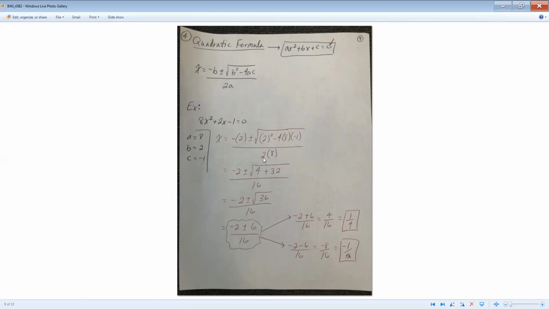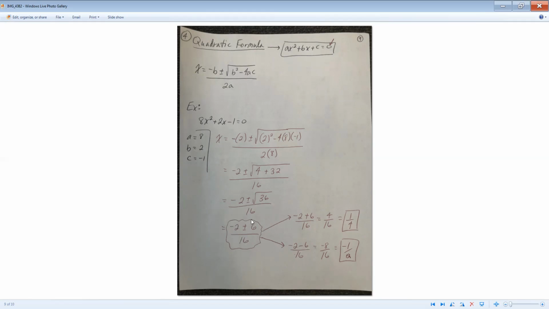Plug them in accordingly. According to your formula, b is 2, so that should be -2 plus or minus square root of 2 squared minus 4 times 8 times -1 over 2 times 8. So we simplify, that's 2 squared, which is 4. -4 times 8 times -1 is 32. Under the radical, 4 plus 32 is 36. Now the square root of 36 is 6.